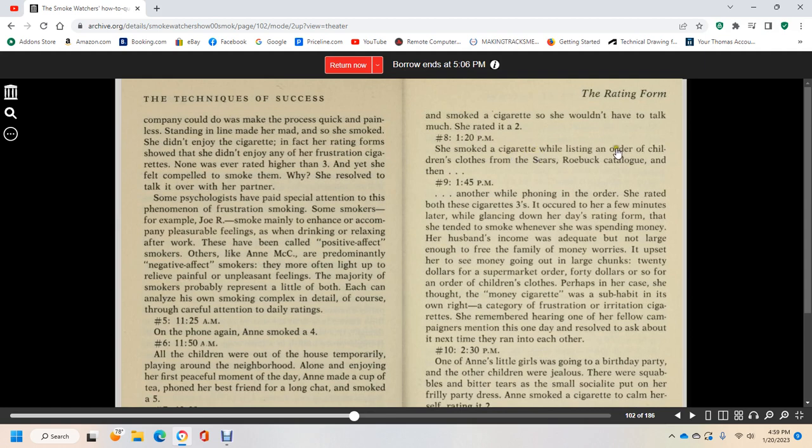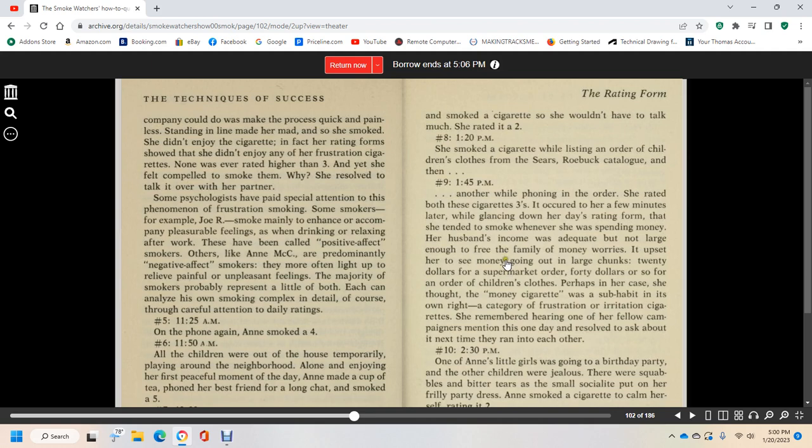Number 8 was at 1:20 p.m. She smoked a cigarette while listing an order of the children's clothes from a catalog, and then number 9 was at 1:45 p.m. Another one while phoning in an order. She rated both cigarettes at 3 and noticed a few minutes later, glancing down her day's rating form, that she tended to take a break and smoke whenever she was spending money. Her husband's income was adequate, but not large enough to free the family of money worries.